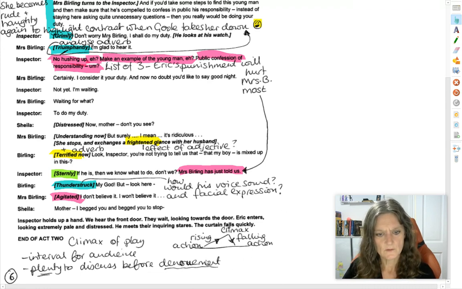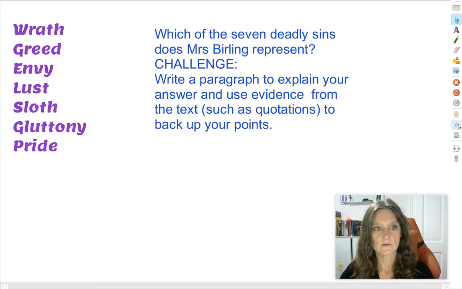So the next bit is called the denouement in a crime drama, and that's when, as part of the falling action, we're going to find out exactly what happened between Eric and the girl, so that we get the final piece of the jigsaw. But our denouement in An Inspector Calls has got a real twist to it. So that's the end of that.